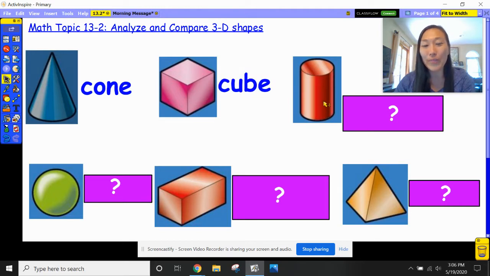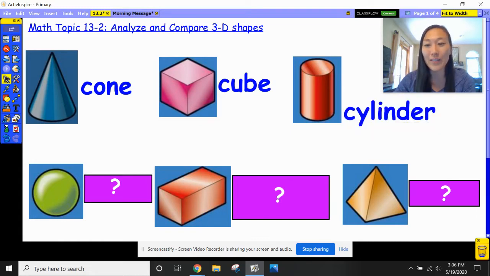Here's the third shape. It has 2 flat sides and it's round. If you guessed cylinder, you are correct. How about this one right here? It's like a ball. It's round. If you guessed sphere, you are correct.